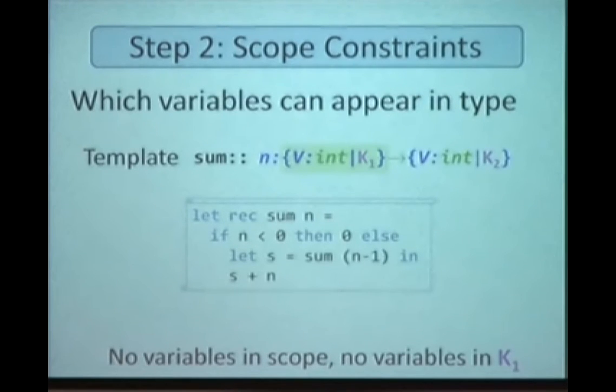I mean, what am I going to say? K is greater than z, there's no z. Is it greater than 12? It can be greater than 12. But there's no other variables, right? There's no other variables in scope, and so K1 must not contain any variables.